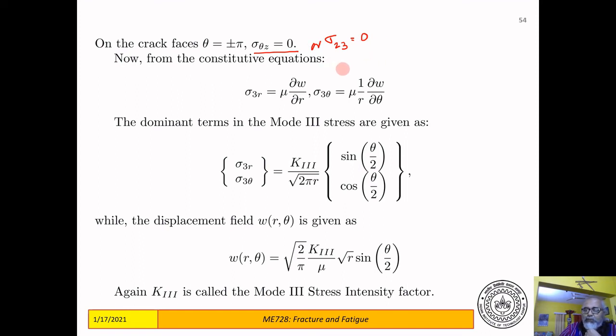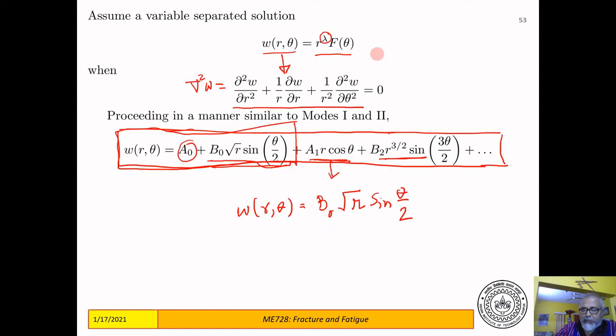Now, from the constitutive equation, the only non-zero stresses that will turn out are sigma 3r and sigma 3 theta, and they are given by mu times the strains in the same components of strain. So mu times this is epsilon 3r and this is epsilon 3 theta. These are shear strains that you obtain from u3. So these are functions of u3 or w only, and these are the only non-zero components of stress that you will have.